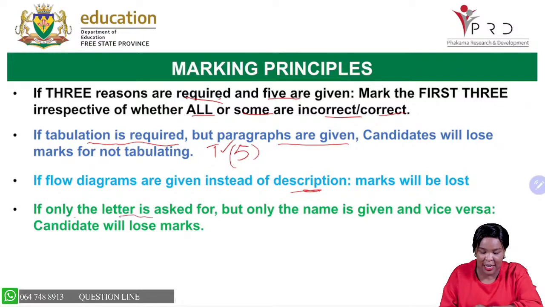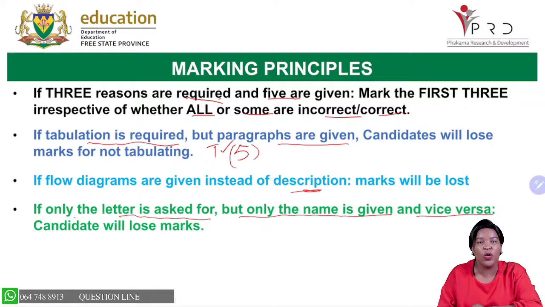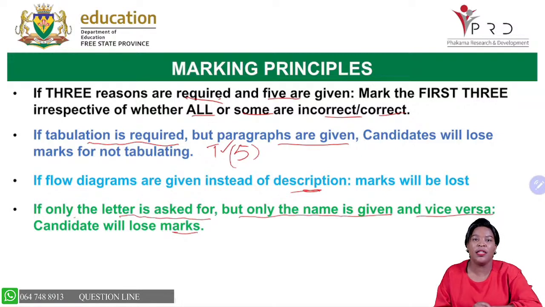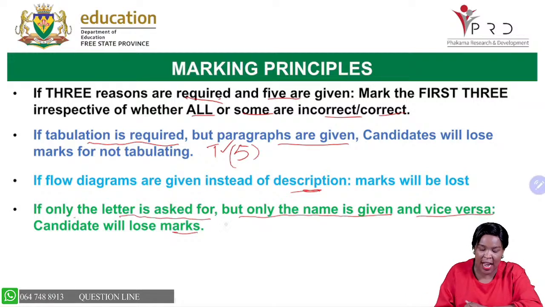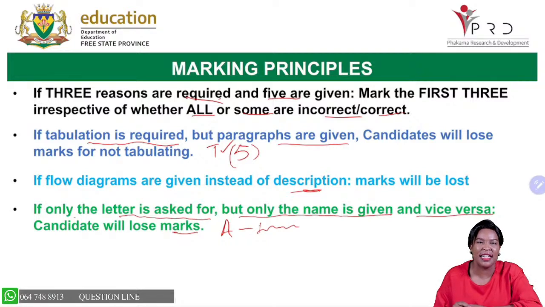If only the letter is asked for, but only the name is given and vice versa, the candidate will lose marks. So if a question says, write the letter and the name of a part that is responsible for breathing, for an example, then you need to be able to write the letter from the diagram and also tell us what that part is in terms of the name. So please make sure that you follow the instructions correctly per question.